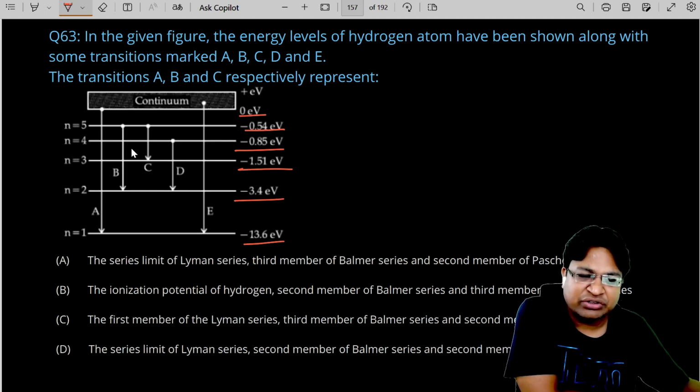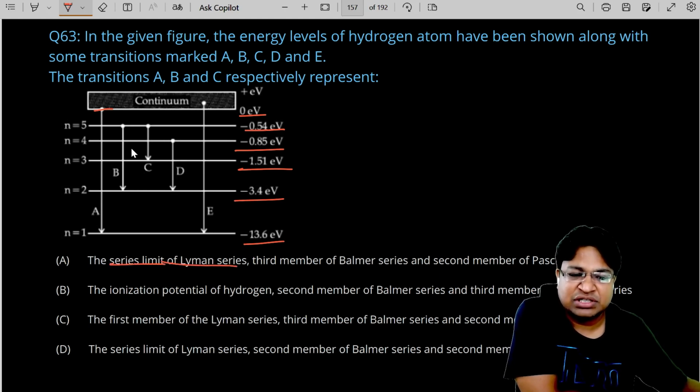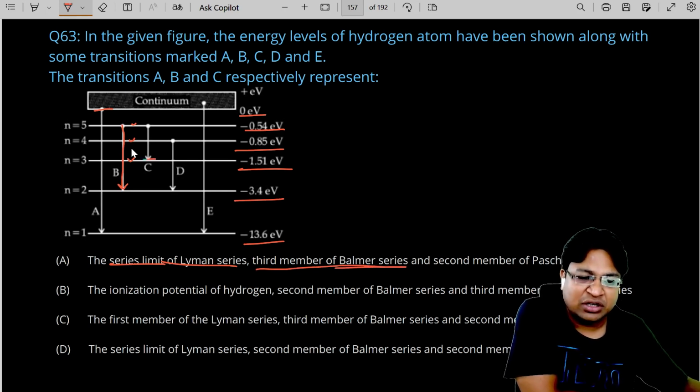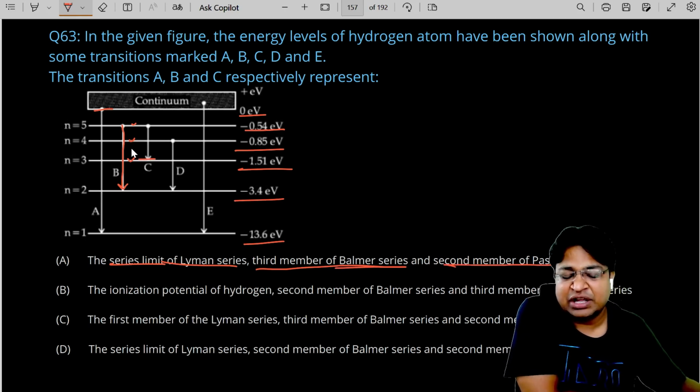If you look at transition A, it is happening from infinity to 1, so that becomes the series limit of the Lyman series. Now, this one is happening to the second orbit, so it belongs to the Balmer series, and it is the first, second, and third member of the Balmer series, so even this part is right. Then if you look at C, because we have to worry about ABC only, it is happening to the third orbit, so it belongs to the Paschen series, and it would be the second member of the Paschen series. So I checked option A and found that to be the correct one.